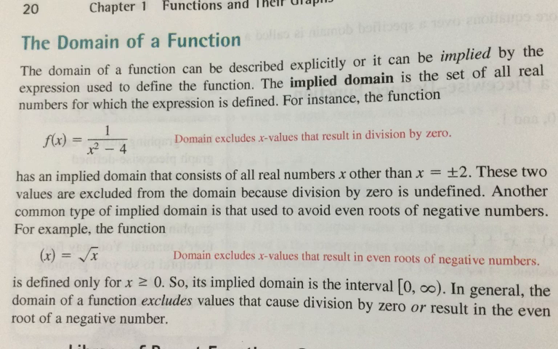The domain of a function can be described explicitly or it can be implied by the expression used to define the function. The implied domain is the set of all real numbers for which the expression is defined. Okay, so let's think about here very quickly. By default, all of our functions that are listed in function notation, like this, we should be able to plug in any x value we want and get a y value.